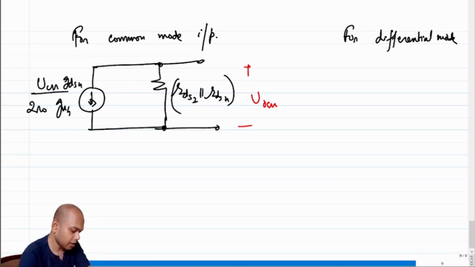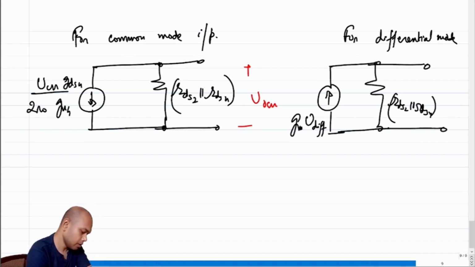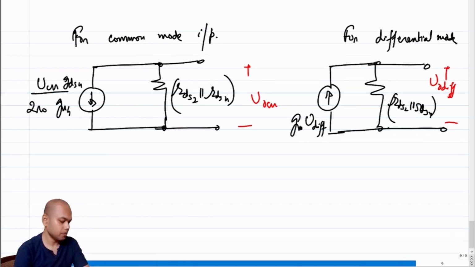What was the Norton equivalent? The Norton equivalent was GM times VDiff, and the output resistance remains RDS2 parallel RDS4, right? So this would have been the differential mode equivalent, VODiff, of our differential pair, correct?